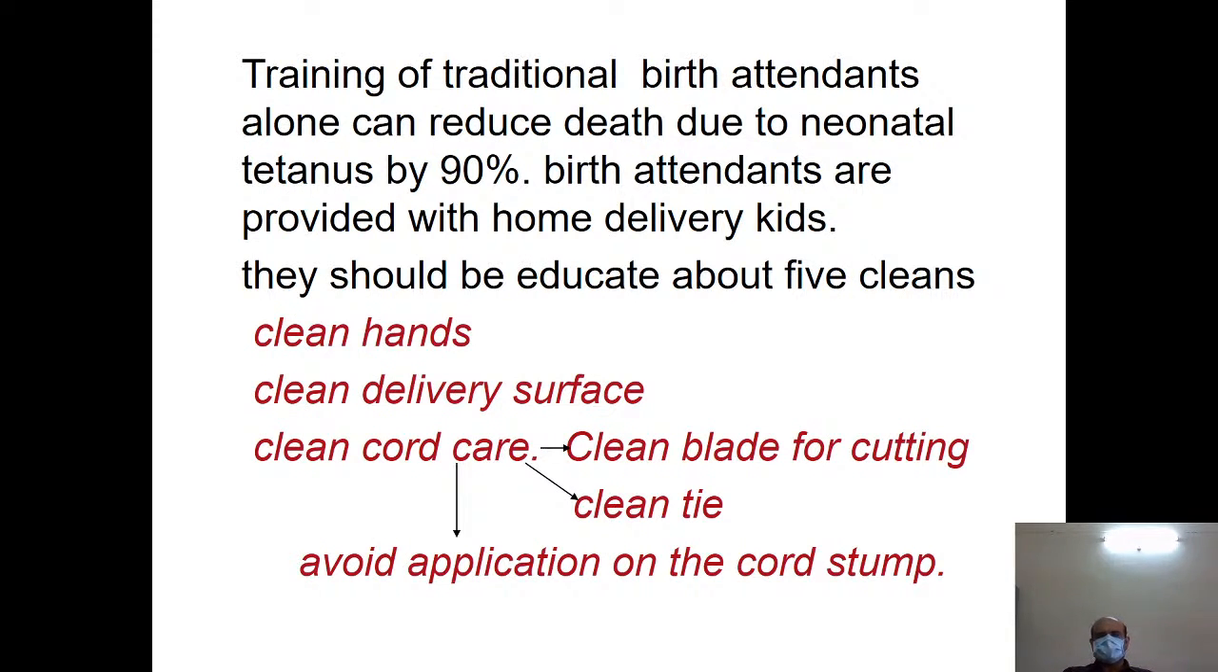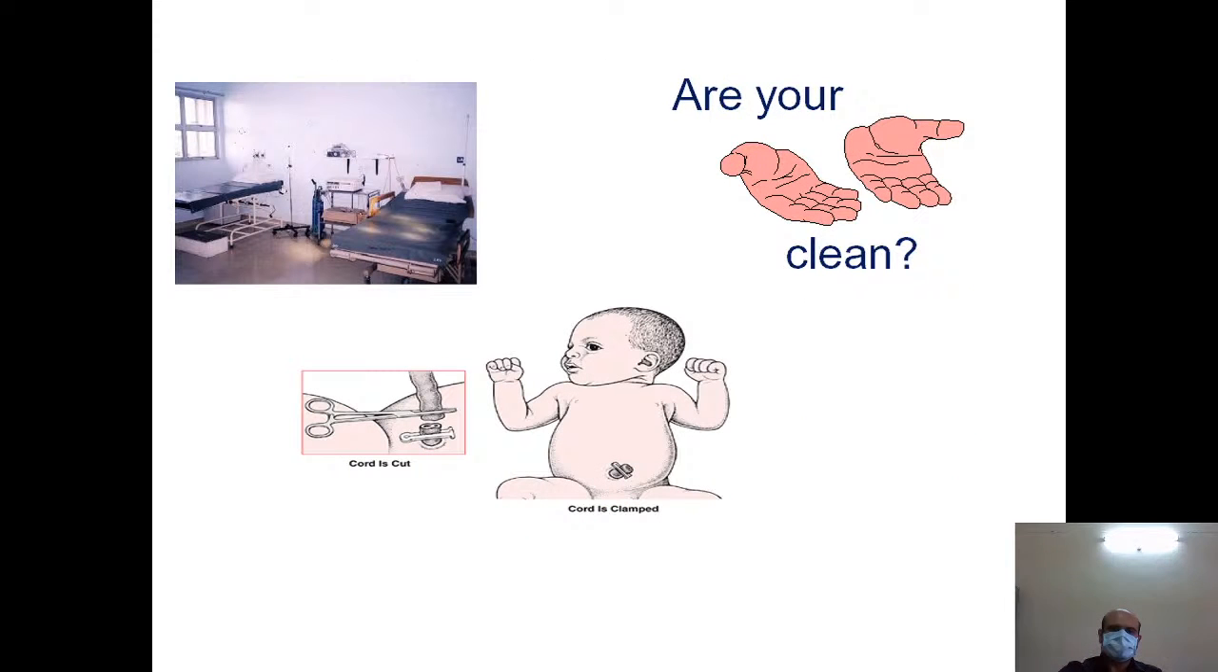Training of traditional birth attendants alone can reduce death due to neonatal tetanus by 90%. Birth attendants are provided with home delivery kits. They should be educated about the five cleans: clean hands, clean delivery surface, clean cord, clean blade for cutting, clean ties, and avoiding application of cord stuff.